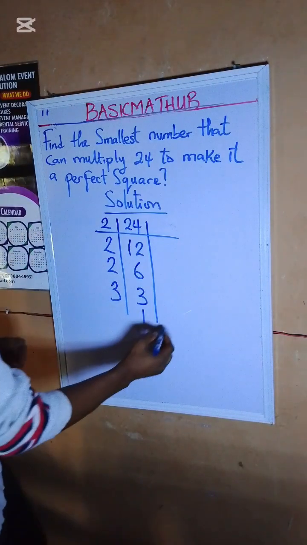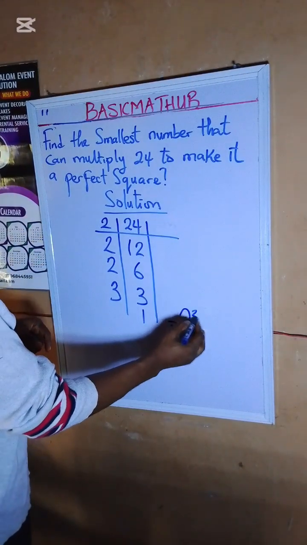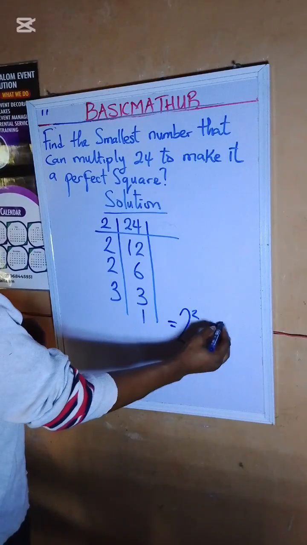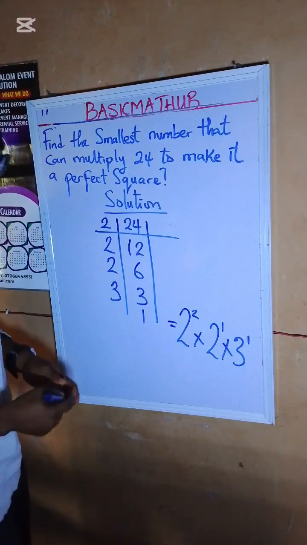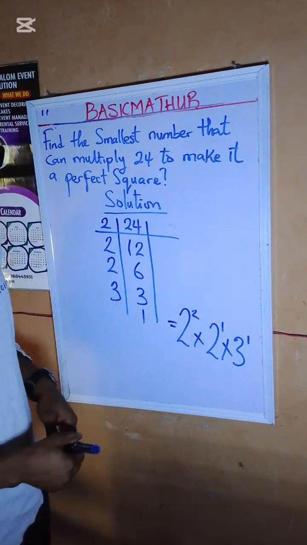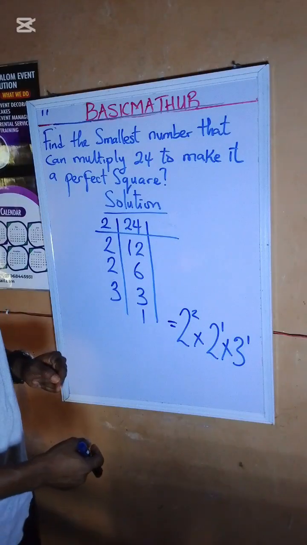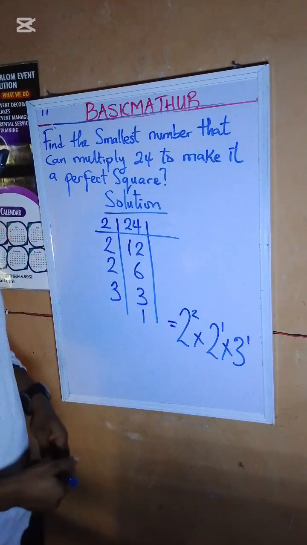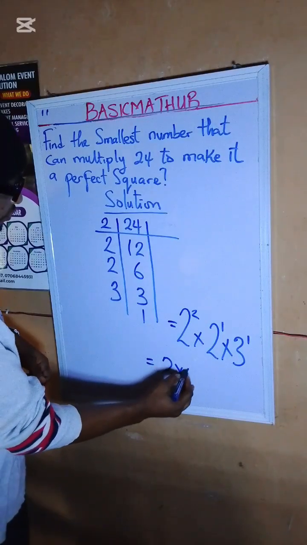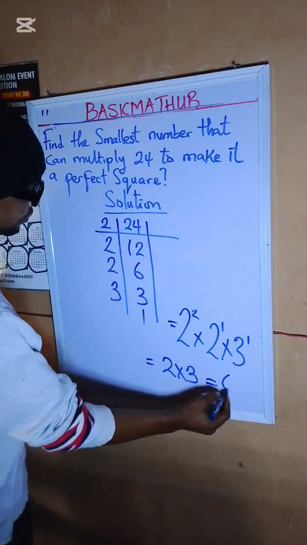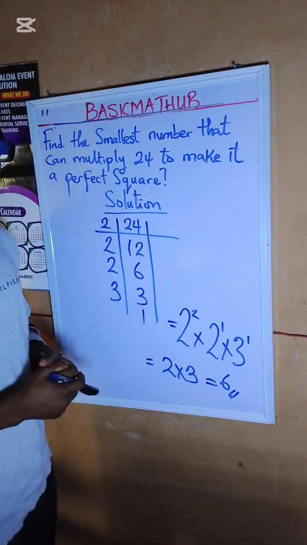So let's group it now in indexes. So 2 raised to power 3 times 3 raised to power 1. Before anything can be a perfect square, it must be raised to the what? To the power of 2. It means for 24, before it could become a perfect square, we need another 2 and we need another 3. So that means to make 24 a perfect square, we need 2 times 3, which is equal to 6. And if you check very well, 6 times 24 will give us 144.